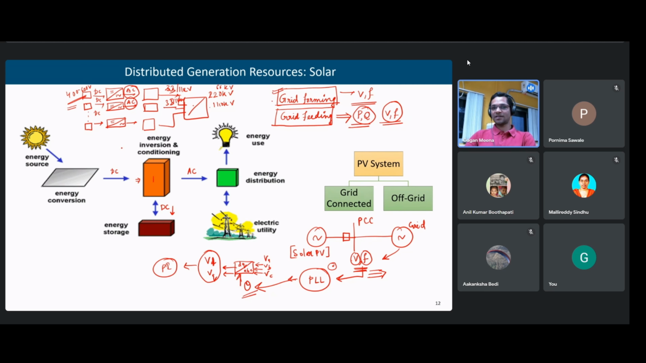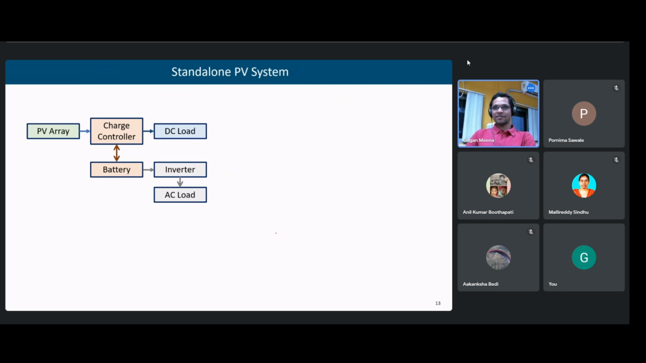I think we will come across this term again in future lectures, and more about the DQ transformation will also come again. Okay, so let us move further. This is the standalone PV system. Here we have this PV array. Then we have a charge controller. It will charge the battery. Then the charge controller output will go to the DC load, if there are DC loads which can directly run on the DC supply.